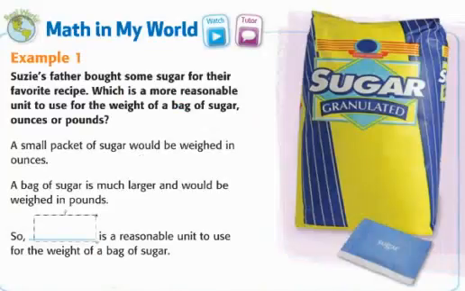Let's look at our first example. Susie's father bought some sugar for their favorite recipe. Which is a more reasonable unit to use for the weight of a bag of sugar, ounces or pounds? You have to think, a small packet of sugar would be weighed in ounces because it's so small, and ounces is a small unit of weight. A bag of sugar is much larger and it's going to be weighed in pounds. So it's reasonable to say that the unit that they used is pounds.